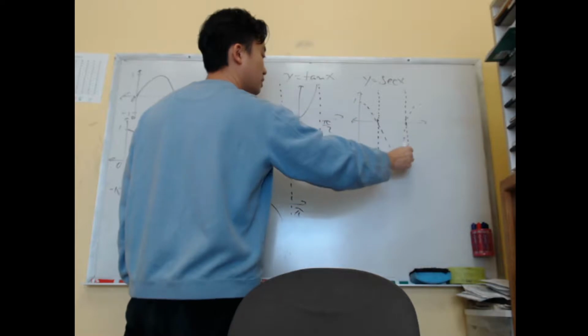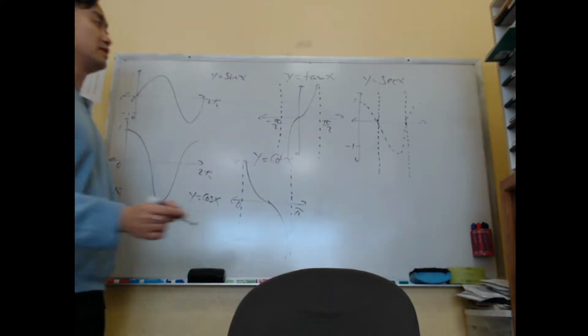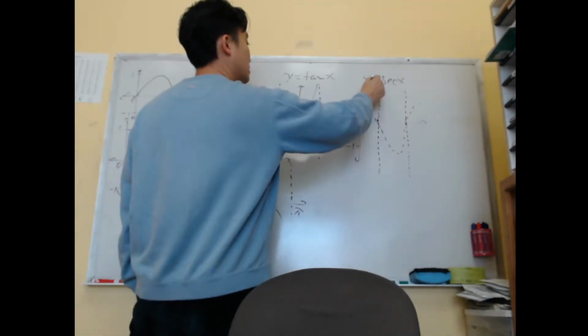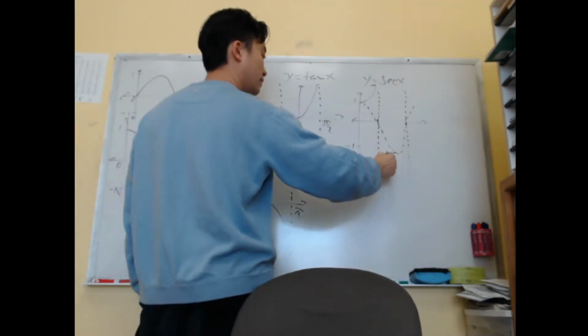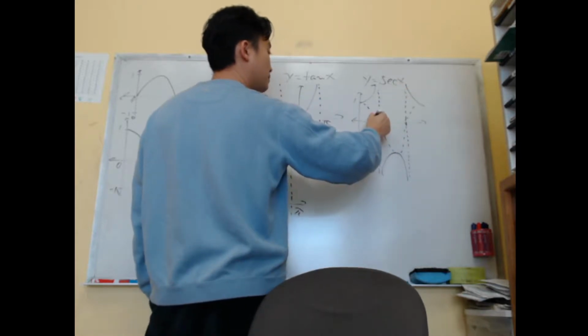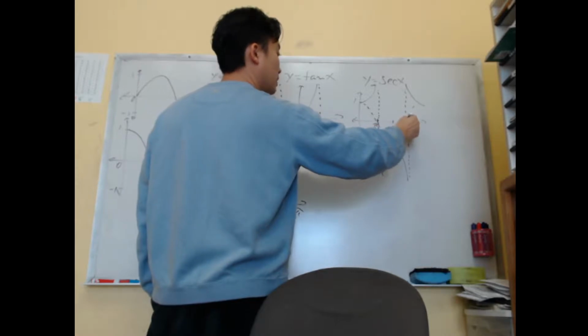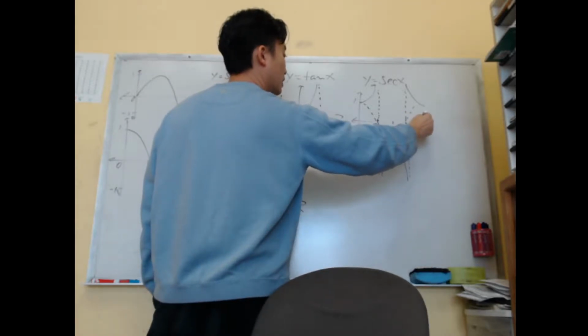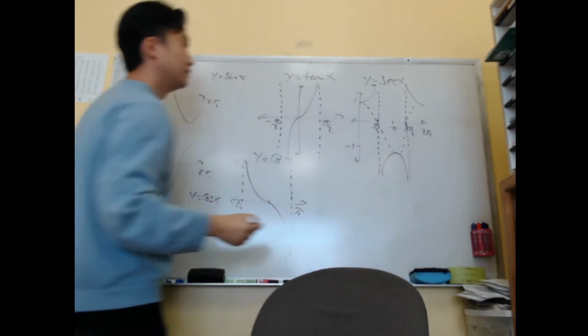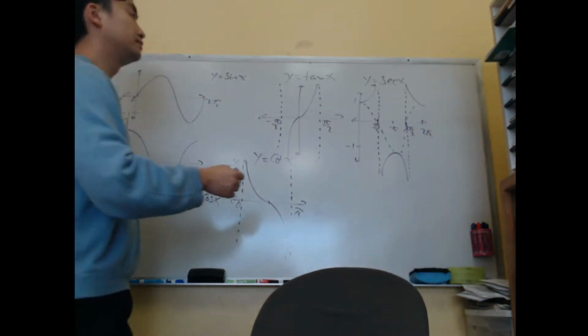In calculus, we'll talk about that 1 over 0 something. It's going to be like infinity or negative infinity. So one is going this way, and the other one is going like this. So here's pi over 2, pi, and then 3 pi over 2, then 2 pi. I put the arrows too.